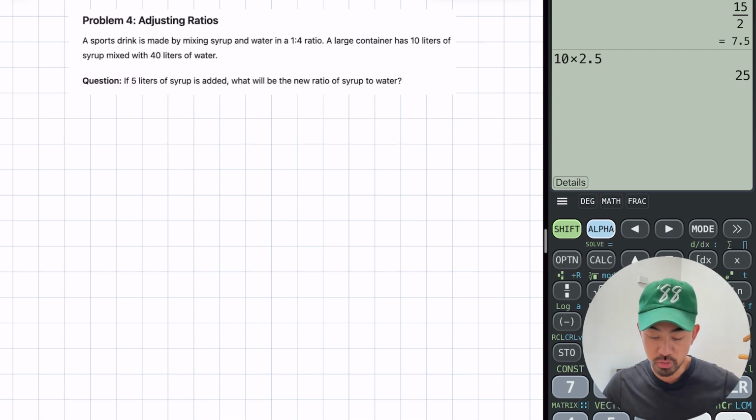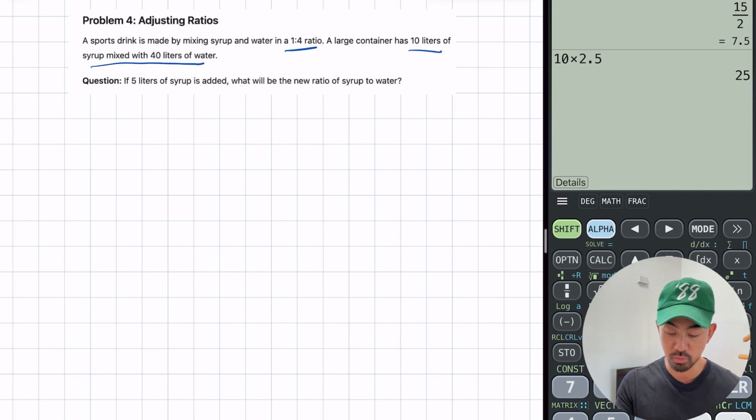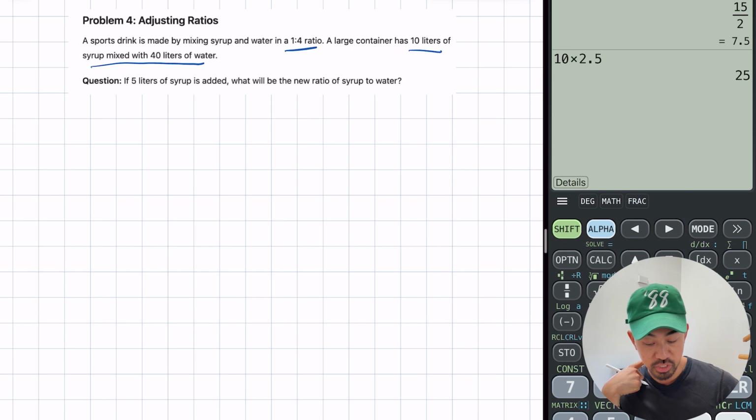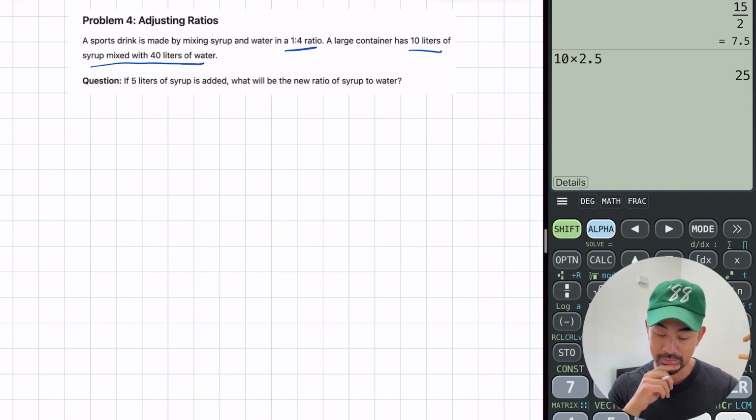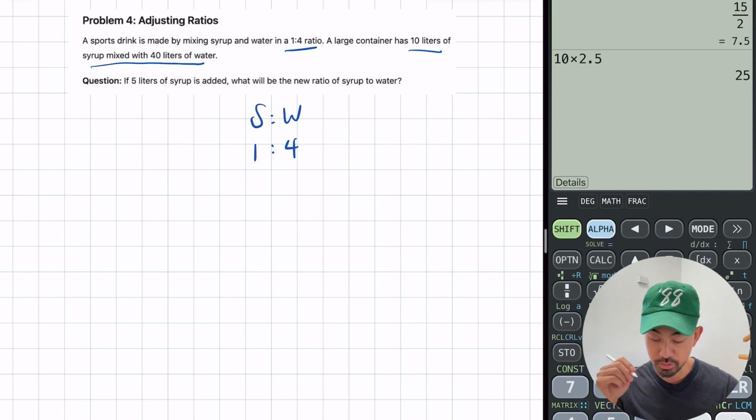Okay, question 4. A sports drink is made up of mixing syrup and water in the ratio of 1 to 4. A large container has 10 liters of syrup mixed with 10 liters of water. If 5 liters of syrup is added, what will be the new ratio of syrup to water? Okay, so this one's a little bit more complicated than the next one, but let's set it up. So we've got syrup and water in the ratio of 1 to 4, like so.